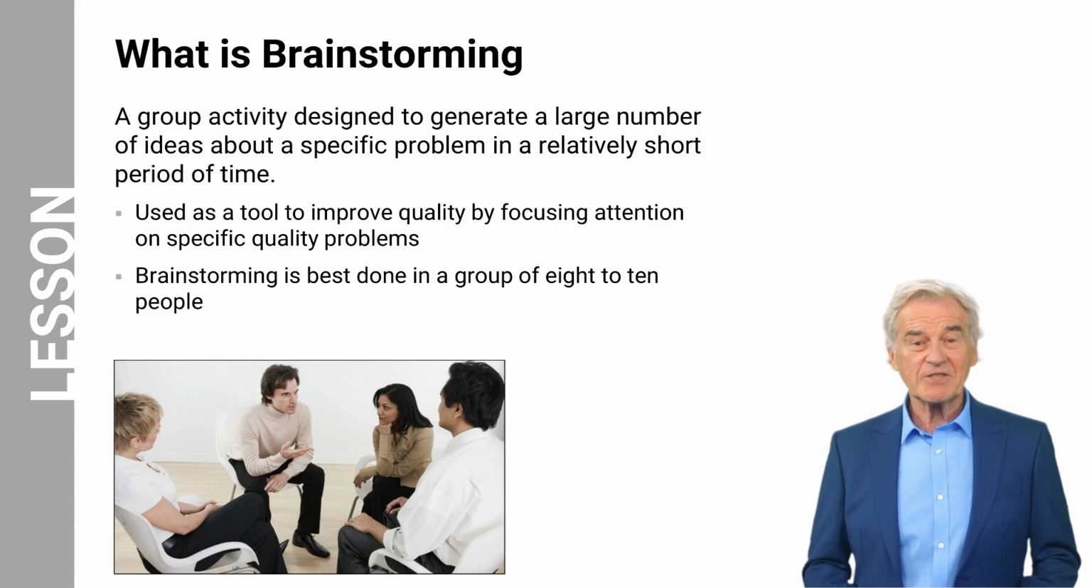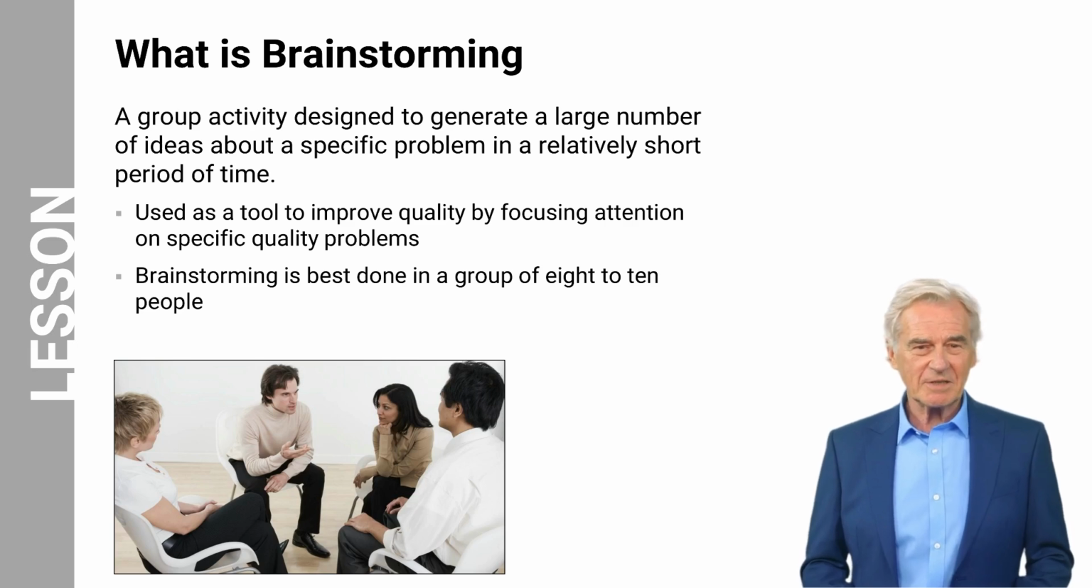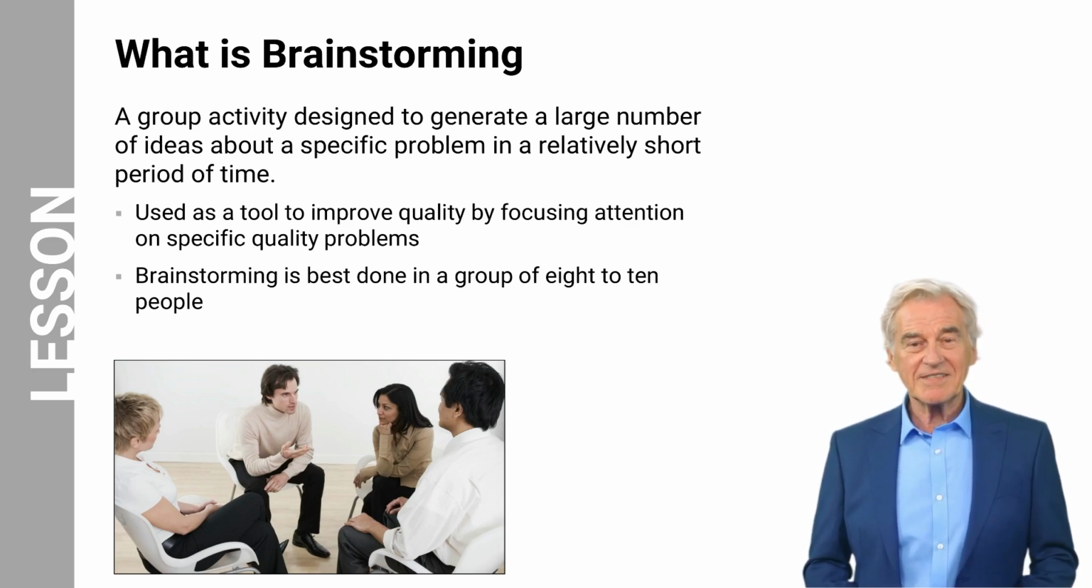Brainstorming is defined as a group activity designed to generate a large number of ideas about a specific problem in a relatively short period of time. Brainstorming can be used as a tool to improve quality by focusing attention on specific quality problems that a production line or a manufacturing facility is facing. Brainstorming is best done in a group of 8 to 10 people where everyone can have an opportunity to interact and build upon each other's ideas.